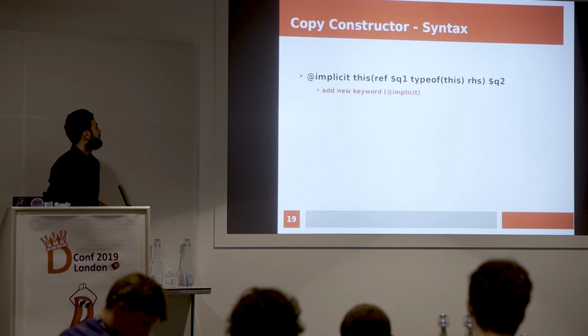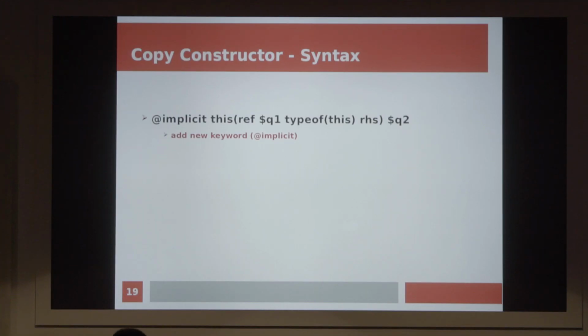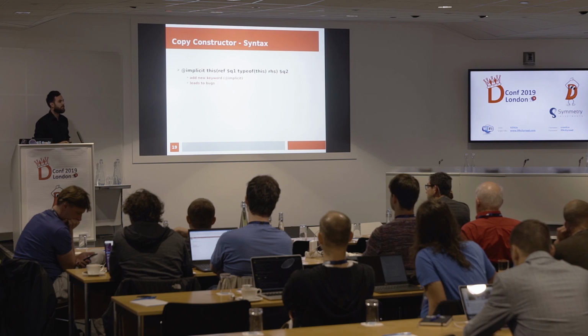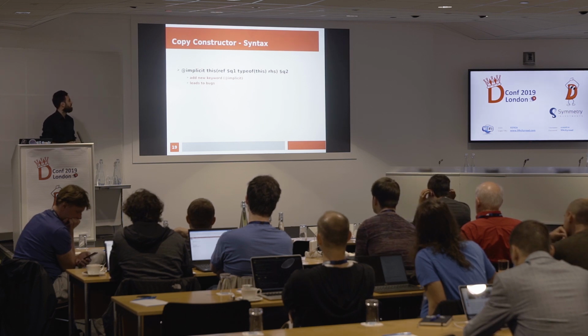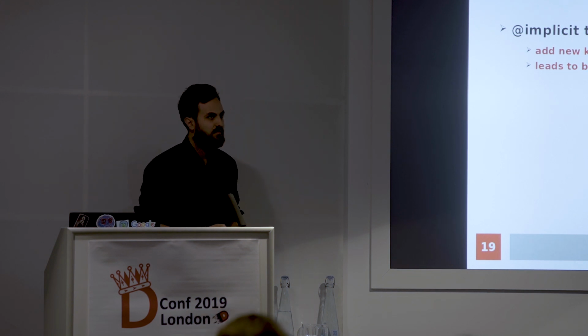Now, the problem with this is that we're introducing a new keyword, and if you would use this @implicit user-defined attribute in your code, then it's going to introduce some breaking changes. Also, I want to thank Jonathan for pointing this out and for his patience in continuously repeating this. It may lead to bugs, because if you forget that implicit, then your copy constructor is not going to get called. It will be treated as a normal constructor.